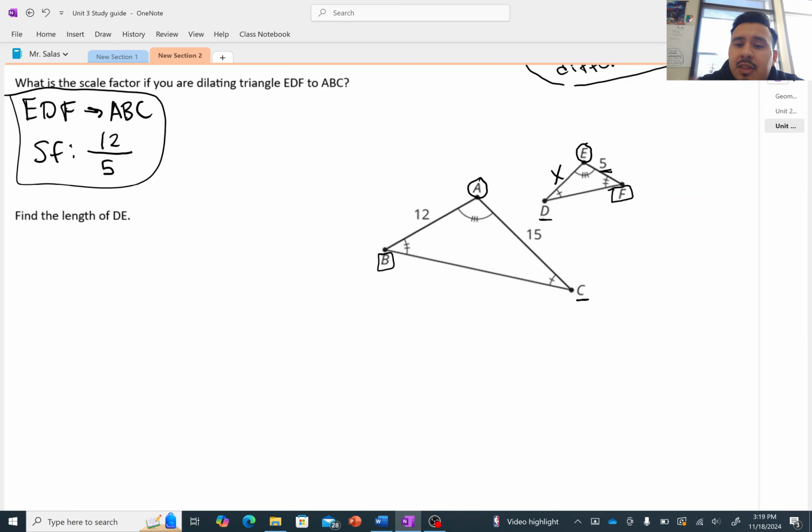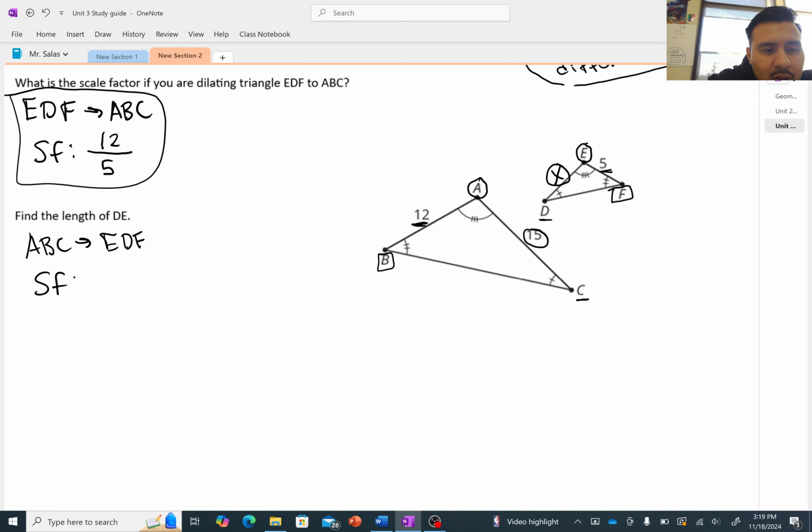So I need to find this length. I know that the 5 and the 12 coincide, so that means that the 15 and the X have to coincide. So I need to use my scale factor from the previous example, but this time I'm going from ABC to EDF. So that means I have to take my scale factor, and what do I do with the fraction? I take the reciprocal. So my scale factor going the other way has to be 5 over 12, right?